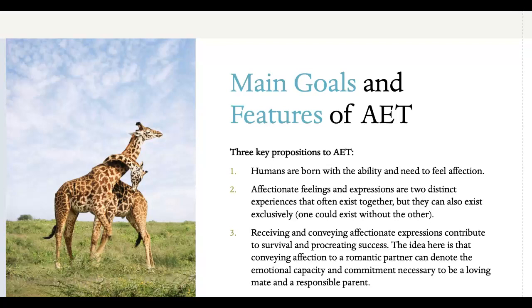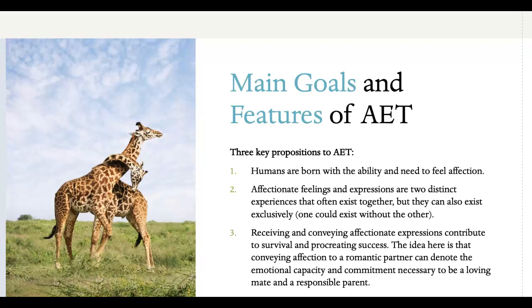So, for instance, I can have an affectionate feeling, but I may not know how to express it. And so, as a result, I have an affectionate feeling exclusively, but I do not express those feelings. Or it can also be the other way around. I may express my affection, but I may not have a genuine affectionate feeling when I was expressing it.